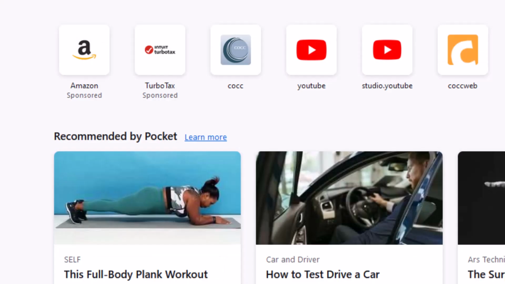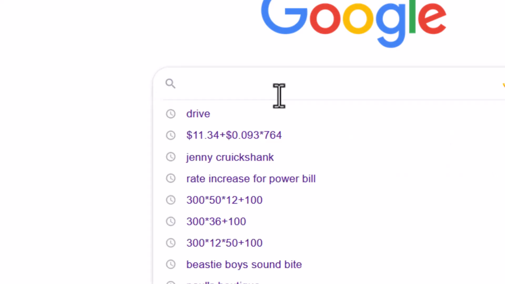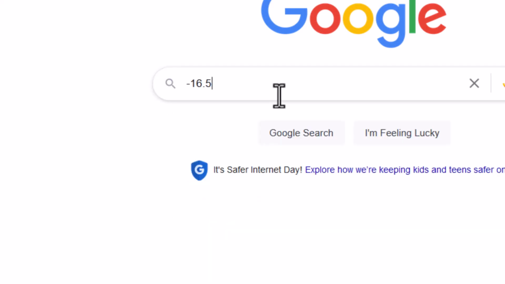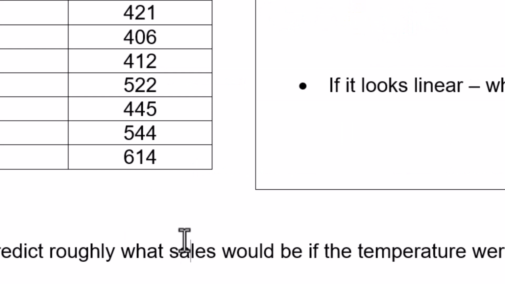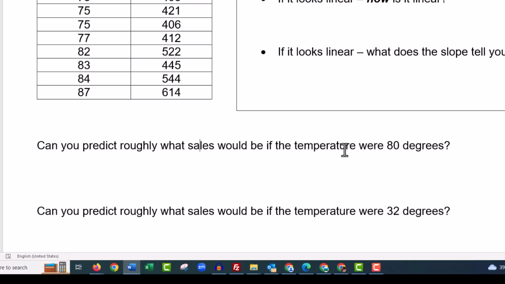So I'm going to write it here in Google. I'm going to put, this is a placeholder for now, 16.5 times x minus 850. And don't worry about that. I'm putting that there so when I go back to the notes, I can just go straight to the calculator when I'm done. Okay, what would sales be if the temperature were 80 degrees?